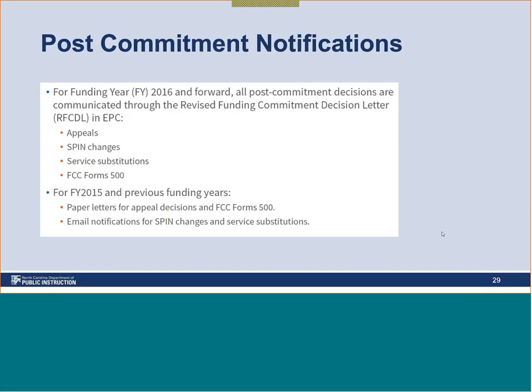Moving on. All right, for funding year 26 and forward, all post-commitment decisions are communicated through the revised funding commitment decision letter, or RFCDL, in your EPC portal. That includes any appeals you've made, any SPIN changes, service substitutions, or Form 500. All of those Sue will be talking about in just a few seconds. And for previous funding years, paper letters for appeal decisions and email notifications. So now everything is nice and in the portal for you to be able to see.